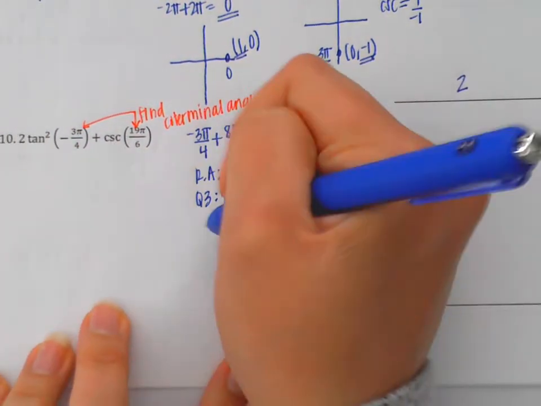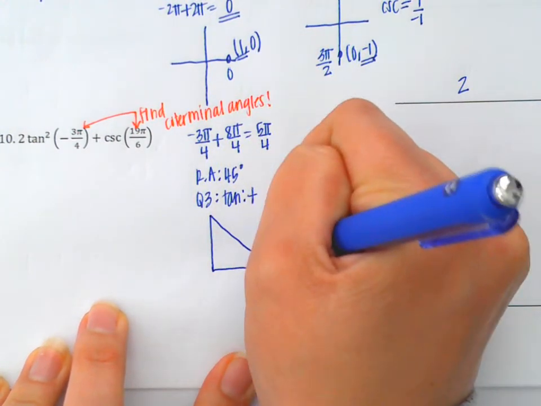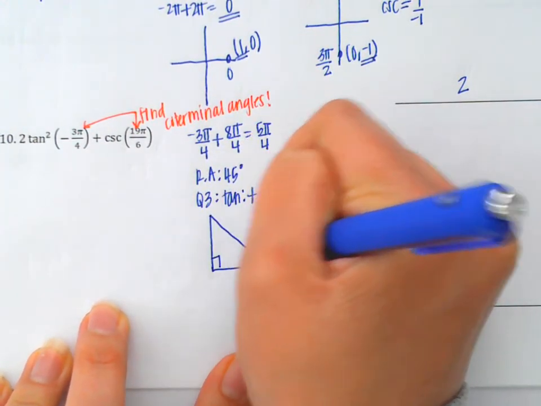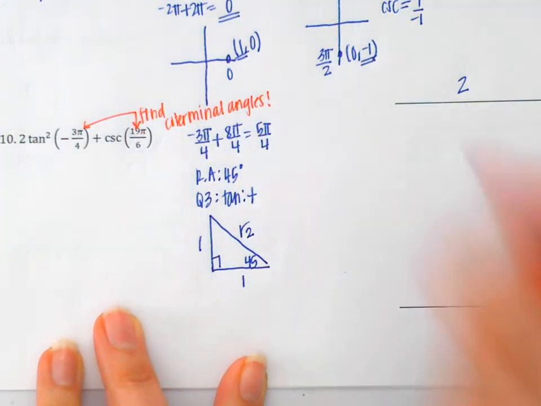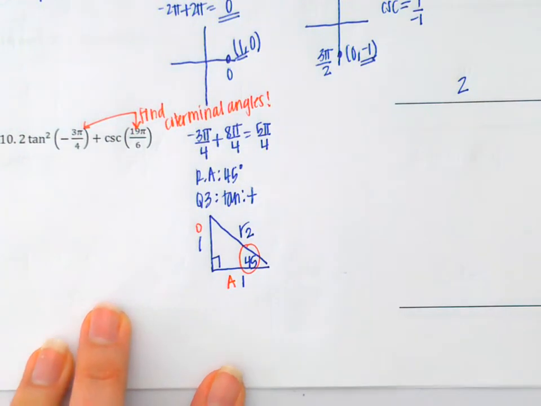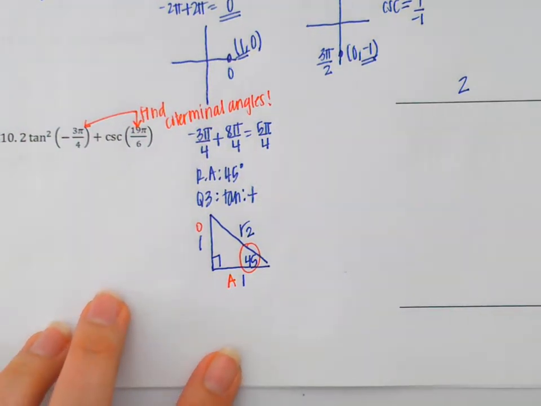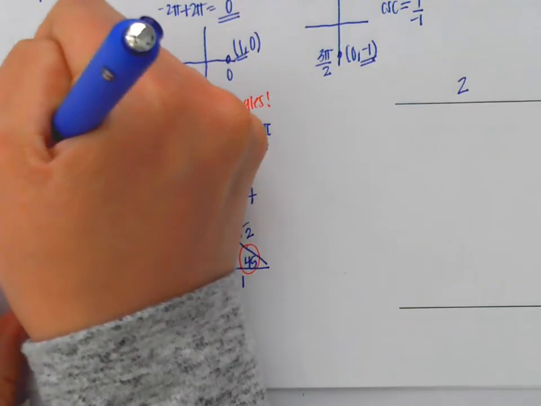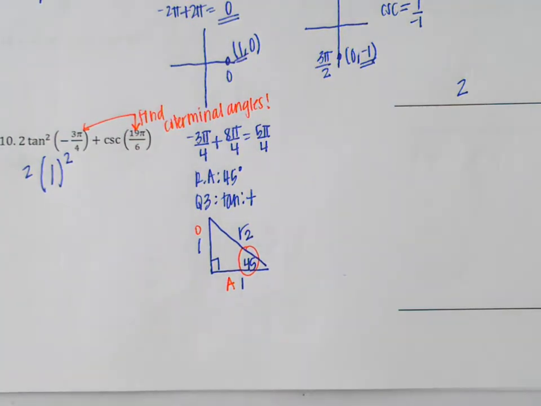Okay, so I'm going to draw my special right triangle. And tangent is opposite over adjacent. So opposite over adjacent is going to be 1 over 1. So it's just going to be 2 times 1 squared. That was easy. And then cosecant of 19 pi over 6.